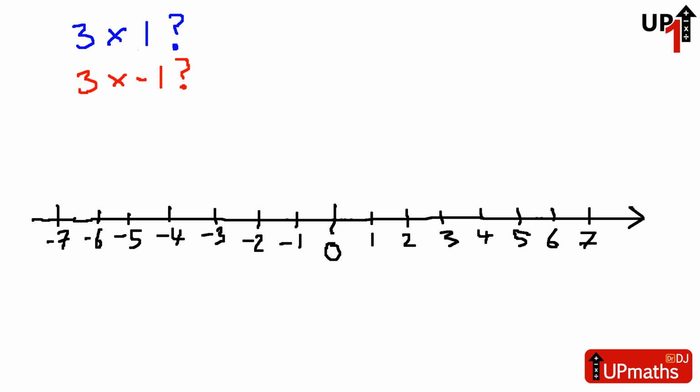Let's do another one. I think this is really interesting. Okay. What's 3 times 1? Well, it's just 3, yeah? Yeah, it's just 3 because you've got one lot of 3. What's 3 times minus 1? Well, actually, that is minus 3. Wait, what?